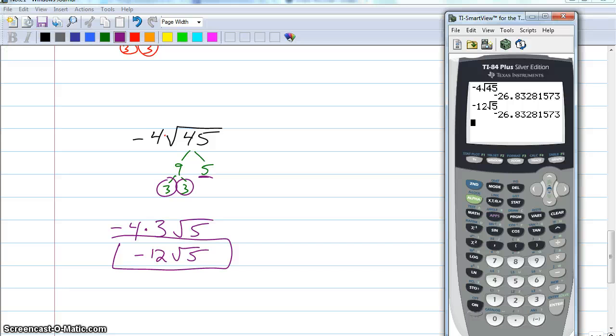So, simplifying radicals. Go ahead and start working on worksheet 1, or excuse me, worksheet 2.